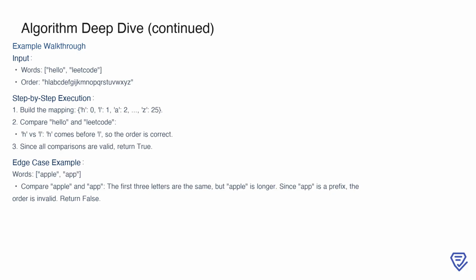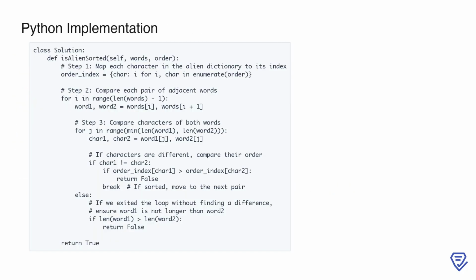These examples demonstrate how the algorithm effectively handles both standard and edge cases, ensuring correct results in all scenarios. This solution verifies if a list of words is sorted according to a given alien dictionary. Let's break down the code. 1. Mapping alien dictionary order. The first step creates a mapping, order_index, of each character in the alien alphabet to its respective index. This allows for quick comparisons of characters based on their custom order.